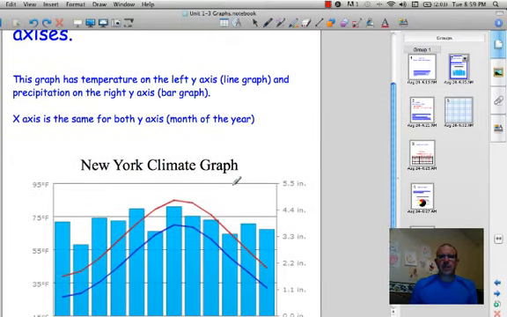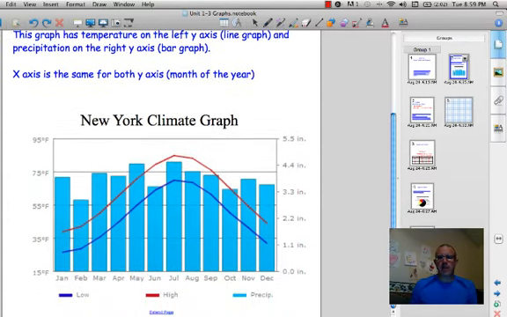So the graph in this particular case is going to show temperature on our y-axis, which is a line graph, and they're going to show precipitation on the right hand side y-axis, and that's going to be a bar graph. So we're doing a combination, and you would see this a lot with climate graphs. So here we have climate for New York State, and we can show the months on our x-axis. Then what we look at is we can look at our key: low, high, and precipitation.